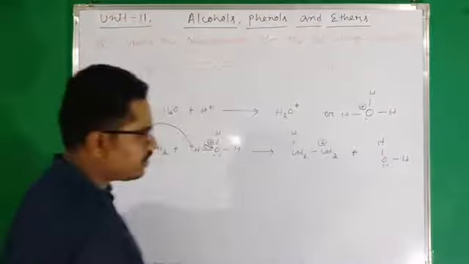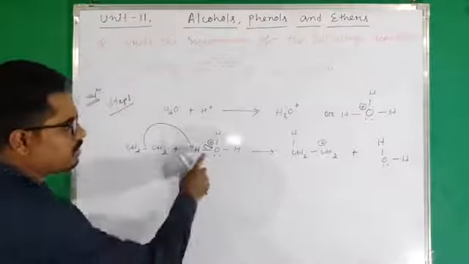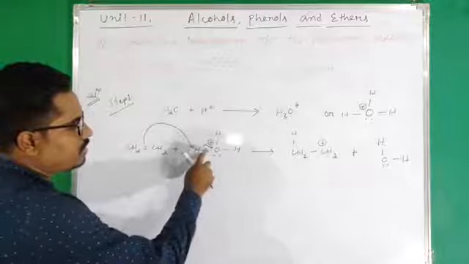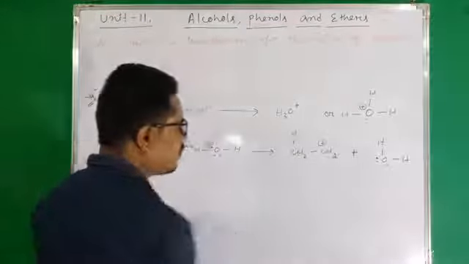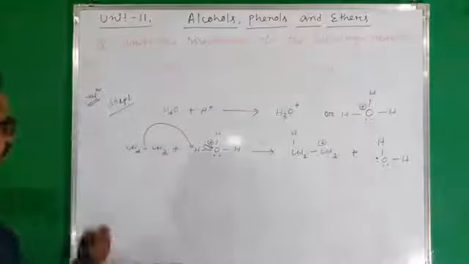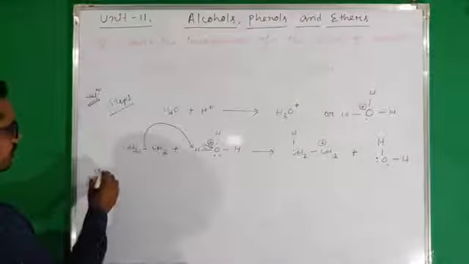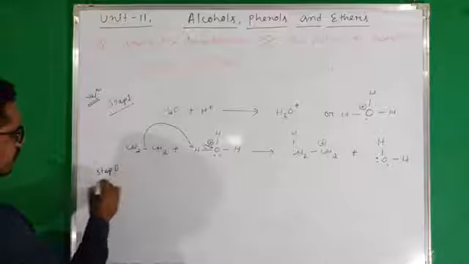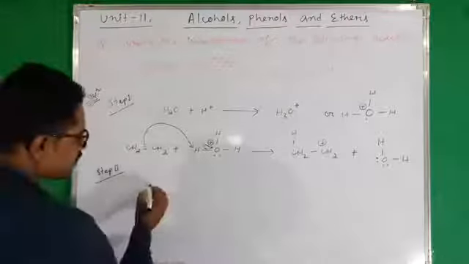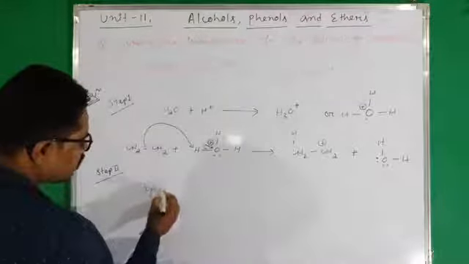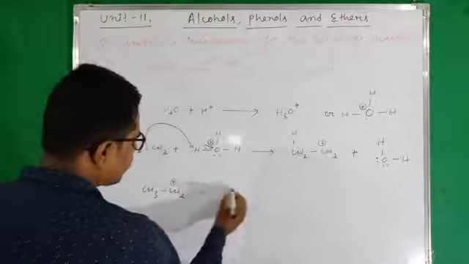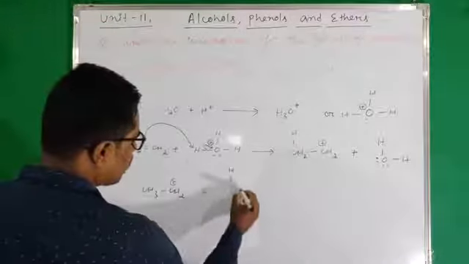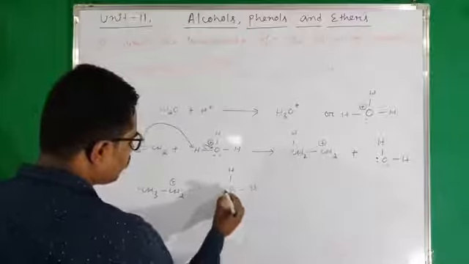Initially one lone pair was present. Now due to attraction of these two electrons, another lone pair will appear here. Okay, in second step, the resultant carbocation will attack the lone pair of water molecule.